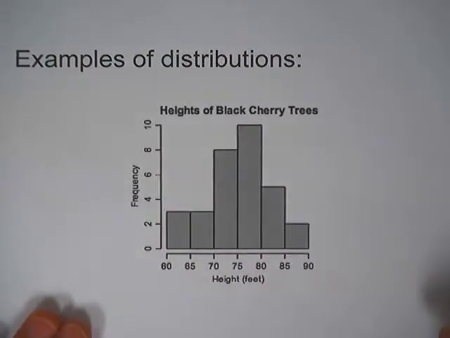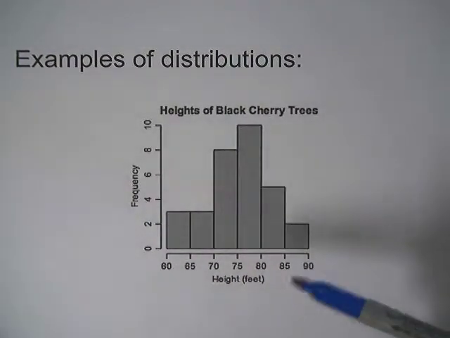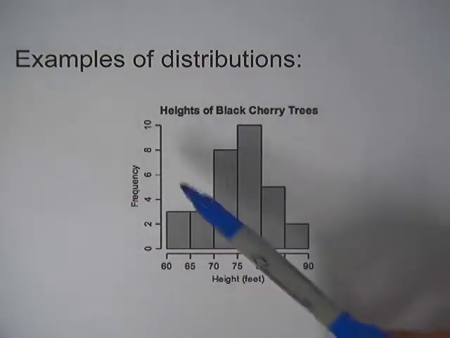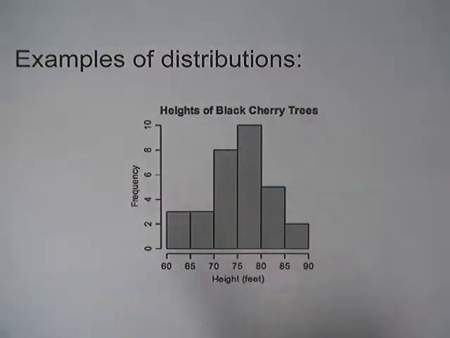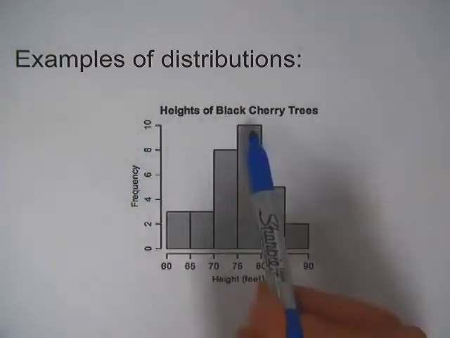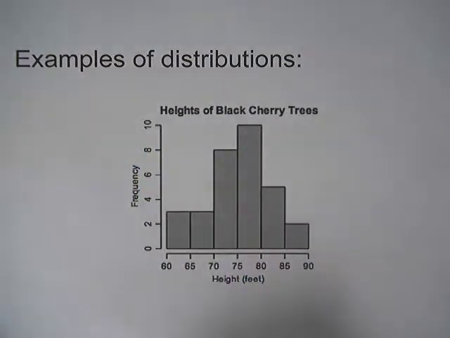Another type of distribution is a graph. Specifically, this is a bar graph, and it represents the heights of black cherry trees. Trees between the height of 60 and 65 feet have a frequency of 3, so in this sample there were 3 trees between 60 and 65 feet. Also 3 trees between 65 and 70 feet. Notice the most frequent category here was 75 to 80 feet, and there ended up being 10 trees there. So this is another way of displaying how all of your possible data values occurred.